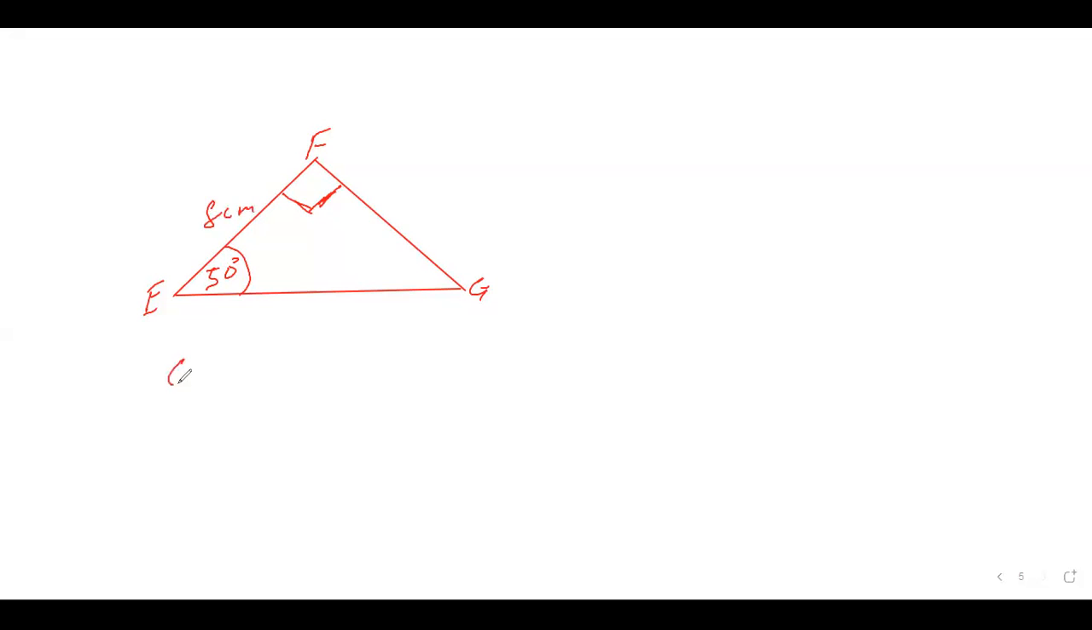And they say, calculate the length of EG. I want to find the length of EG. Everybody see that? Now, where would be my hypotenuse? Is it EF or EG? Where is my hypotenuse? EG. Look at the right angle.